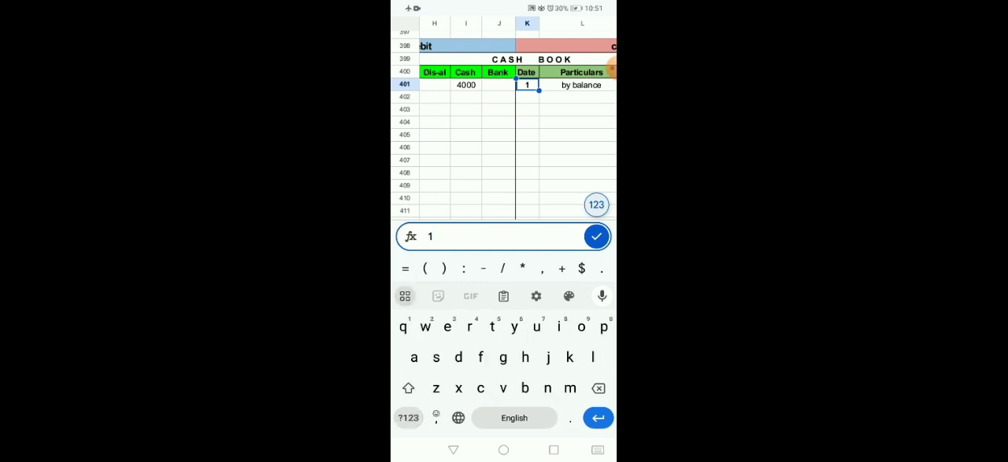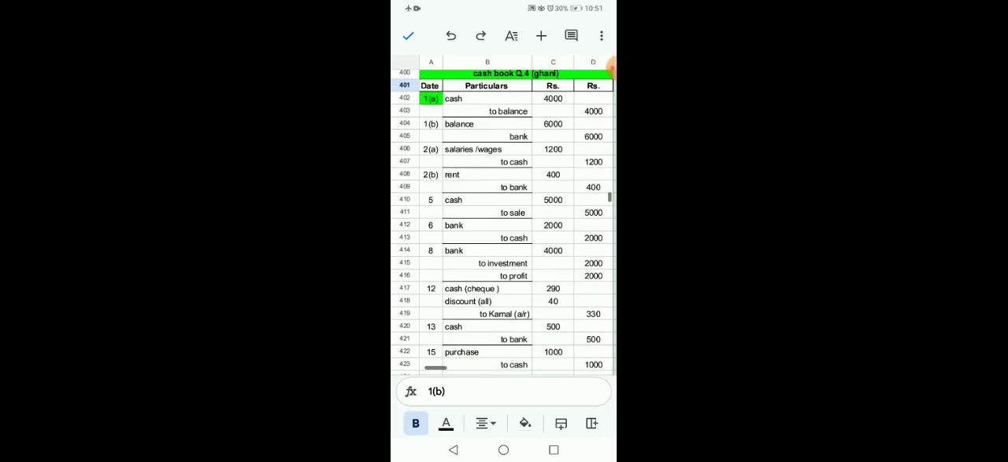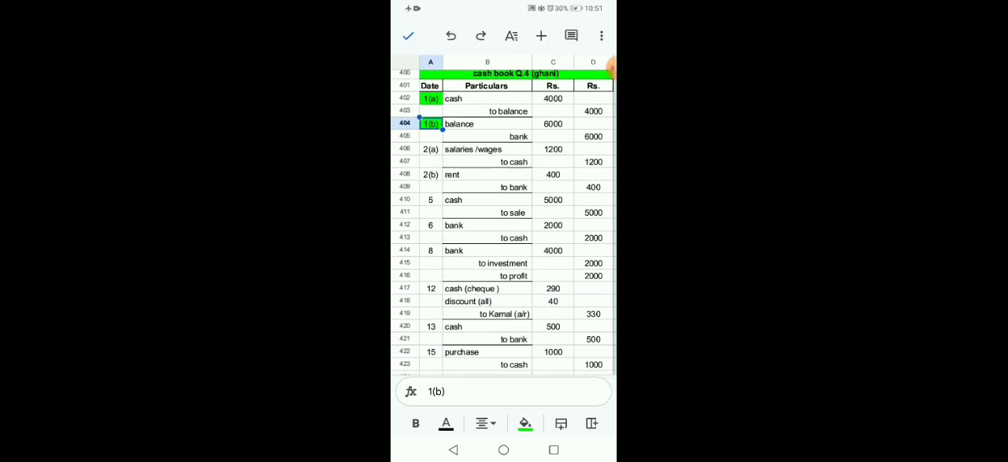Now let's see what the date was. It is 1B, so you will mention 1B in the date column. As 1B was having two elements, but only one element was to be posted, we have posted it. 1B is completed, so you can mark it as done.